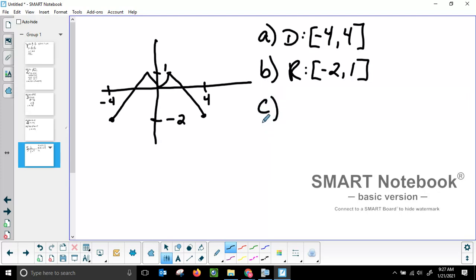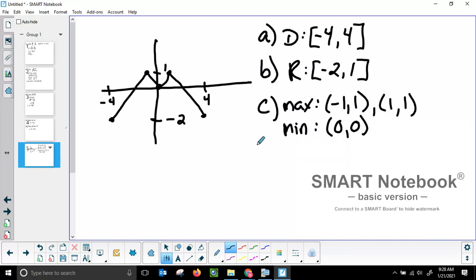All right, C asks for the local maxima and local minima. So this and this will be my max. This down here is my min. Remember, endpoints are not maxes or mins. So maxes, over here, we're going to have negative 1, 1. And you can just write it as a point. All right, here is 1, 1. And then the min is at the origin right here. So 0, 0. All right, D.